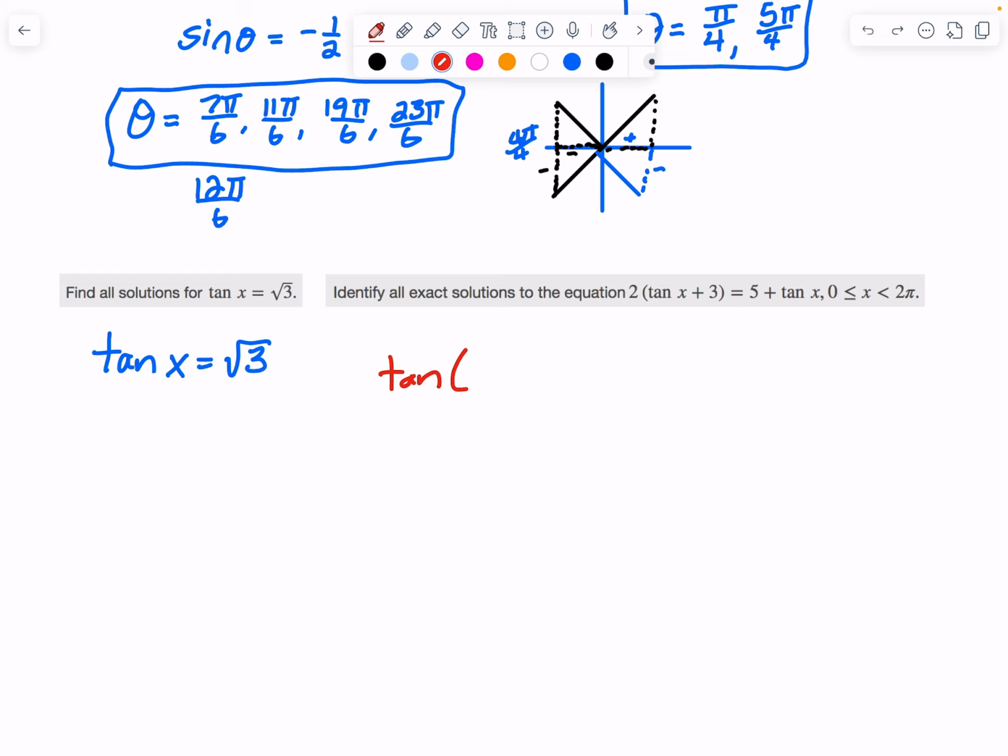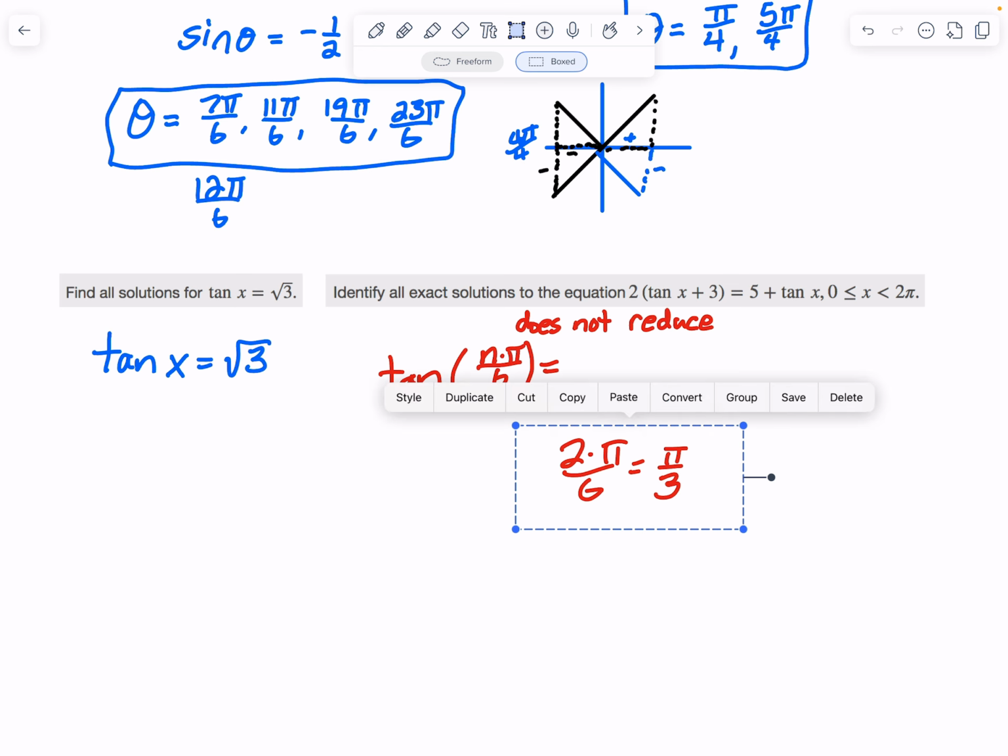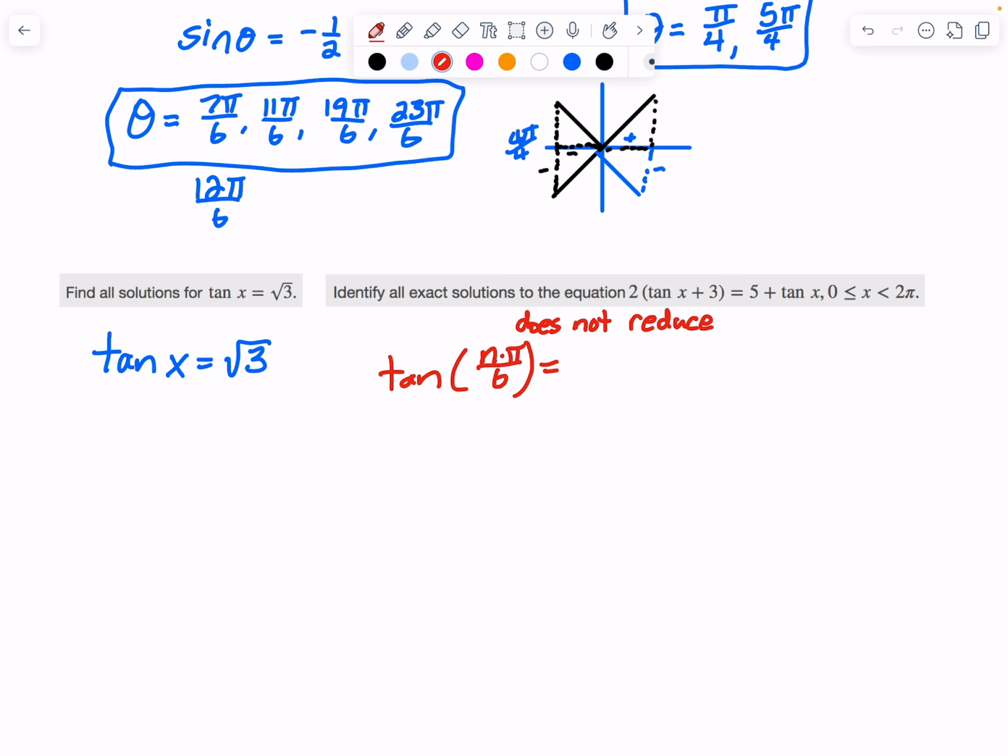If it is n times pi over 6, and it does not reduce, so you can only use numbers that won't reduce. Like, you can't use 2 because 2 pi over 6 is just pi over 3. You can't do that, right? For this trick, or memorization technique, to work. So when it's like that, it's going to be plus or minus, depending on which quadrant it is, radical 3 over 3. Tangent of n times pi over 4, same rules.